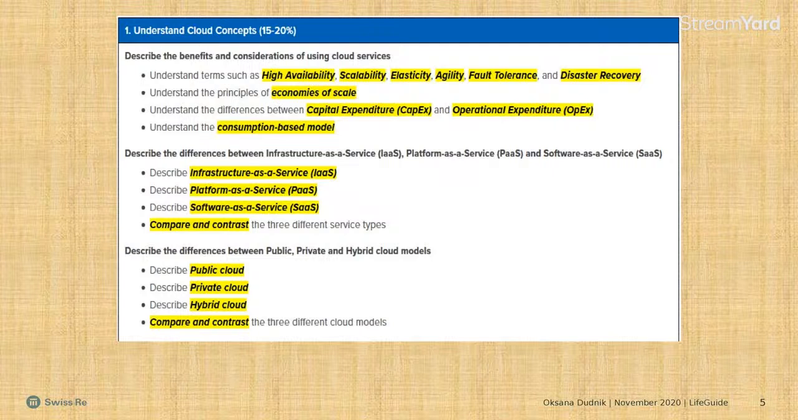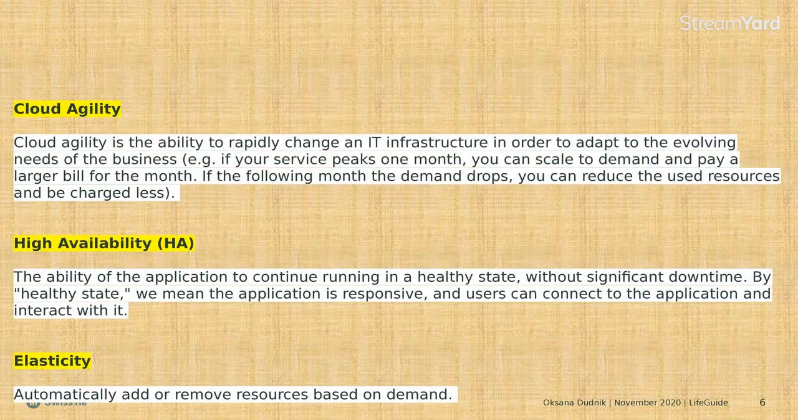Capital in the sense the first, starting stage of the organization, and operational in the sense the middle of the running of the organization. So later, consumption based model. The consumption based model refers to whatever you have consumed, you have to pay for that only. You don't need to pay for other things. So that's all. Now infrastructure as a service, platform as a service, software as a service. And next public cloud, private cloud, hybrid cloud. I will explain in the next slides.